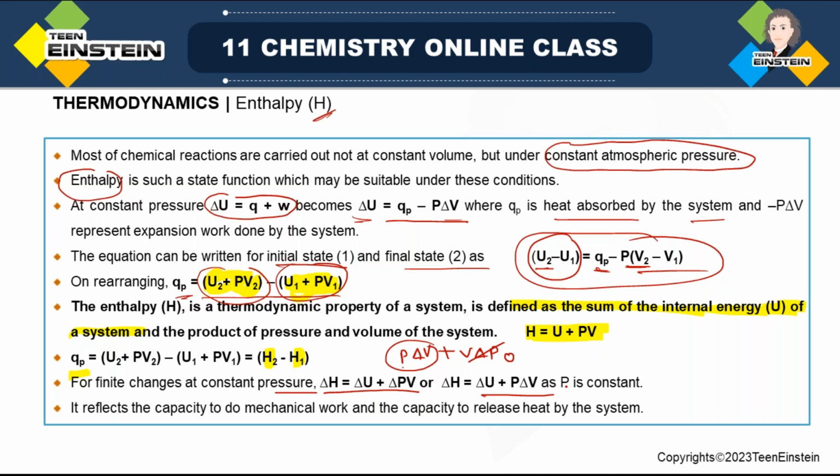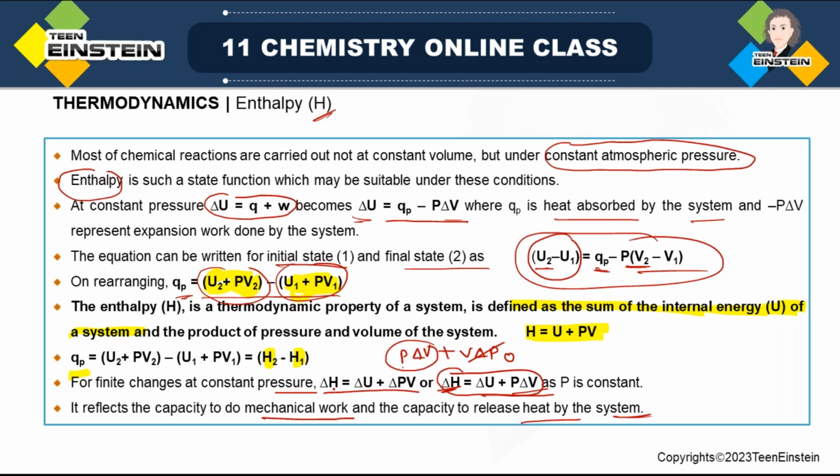From this final equation, what is the significance of this equation? The significance is that del H reflects the capacity to do mechanical work, because P del V is mechanical work, expansion or compression. It also reflects the capacity to release heat by the system. So both of these we can understand from this equation. That is the significance of this change in enthalpy, that is del H.